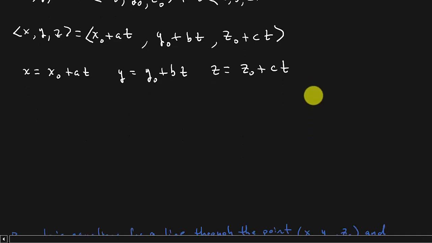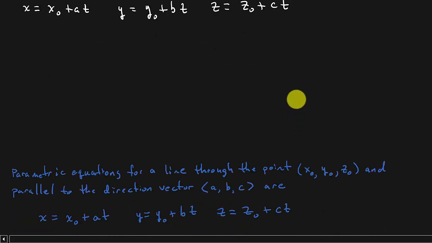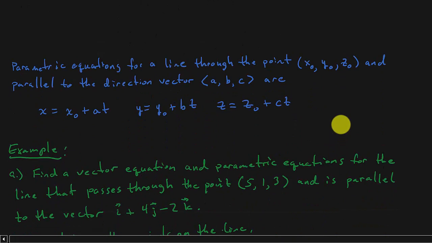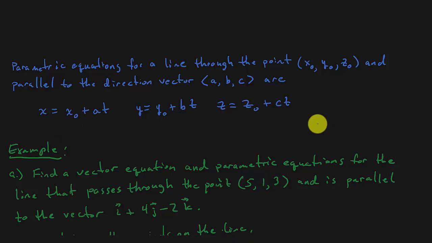And what does that give us? Well, that gives us our parametric equations, and I have that written here. So parametric equations for a line through the point x0, y0, z0, and parallel to the direction vector ABC are this. All right, so that's kind of interesting there.